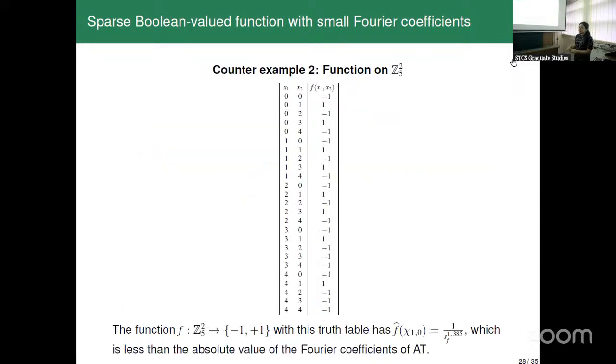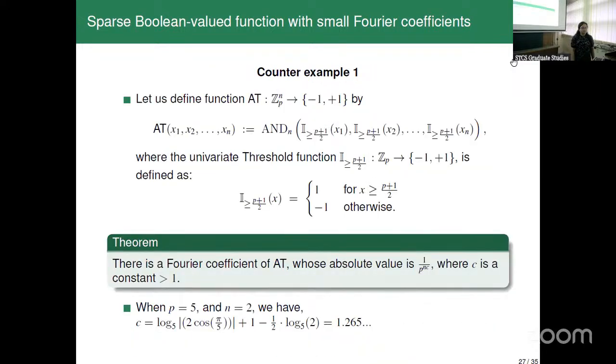This is our lower bound on how small the Fourier coefficient can be, right? Yes, right. The upper bound is 1.